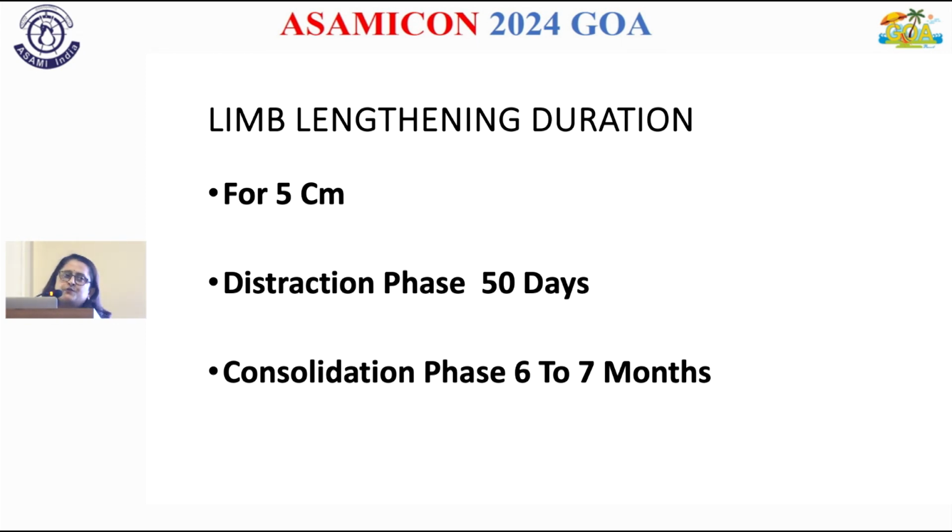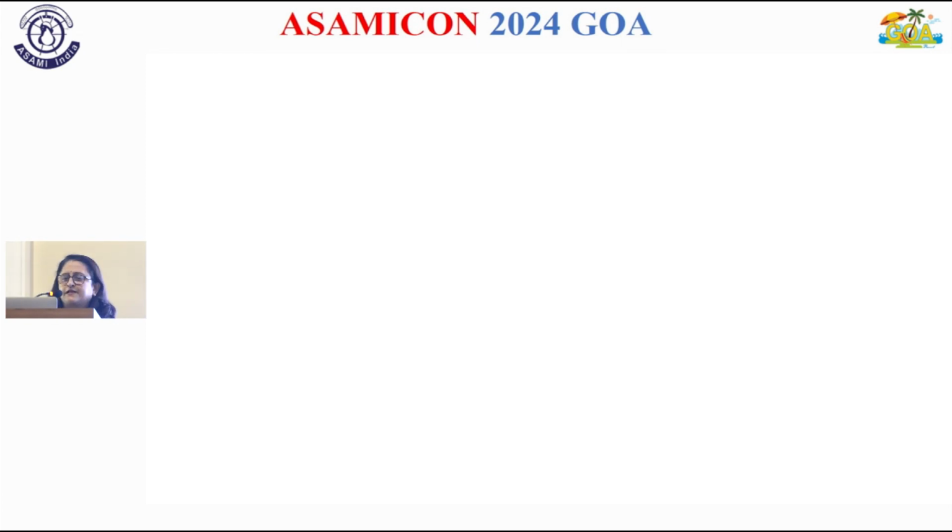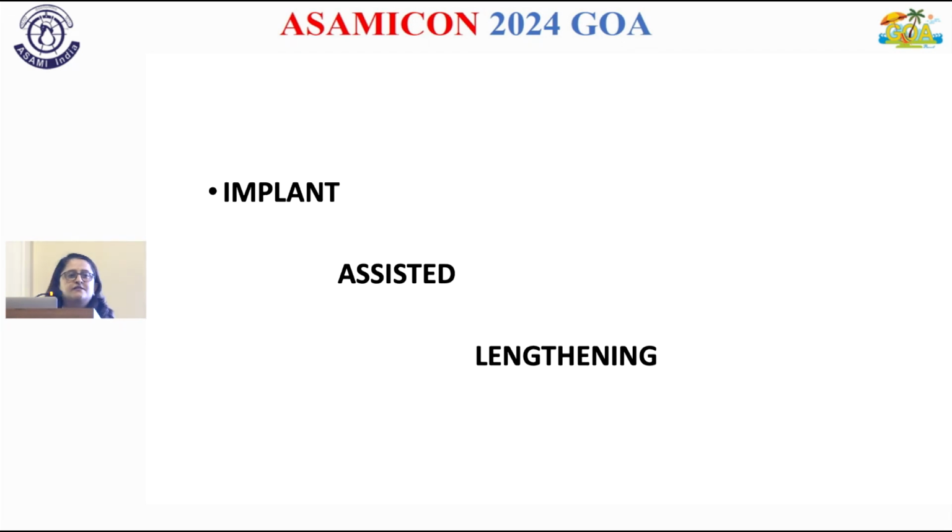So all efforts were done to reduce the fixator time, and implant-assisted lengthening was introduced. In implant-assisted lengthening, the lengthening or the distraction was carried out by the fixator, and the consolidation phase is taken care of by the implant. So say for 5 centimeters of lengthening, the need for fixator is only for 2 months.